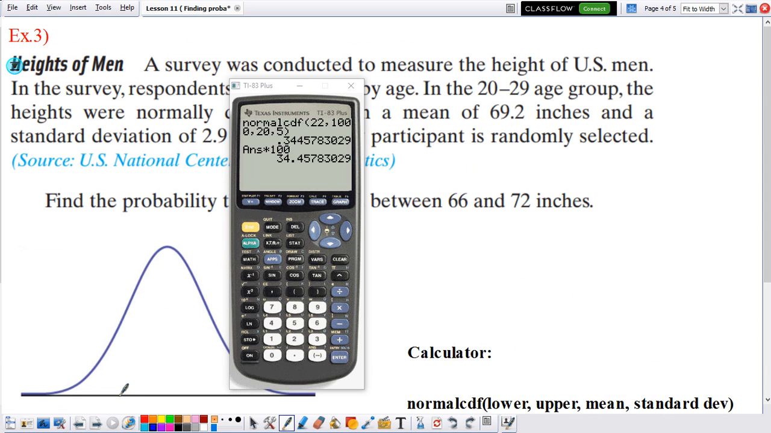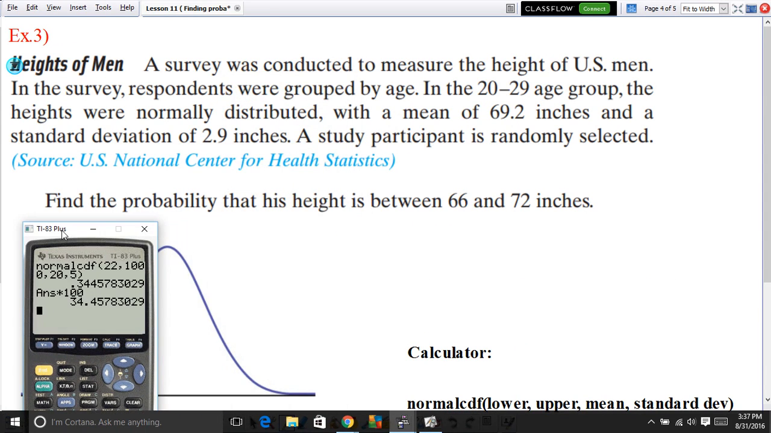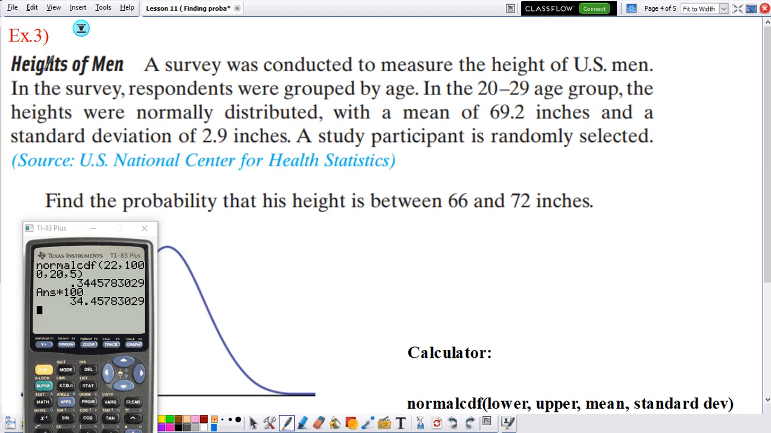So lastly, let's look at another example here. Let's say it says the height of a man. A survey was conducted to measure the height of a US man. In the survey, respondents were grouped by age. In the 20 to 29 age group, the heights were normally distributed. So that means normal distribution.